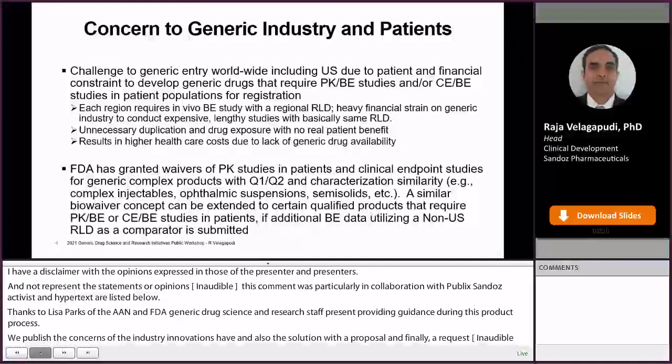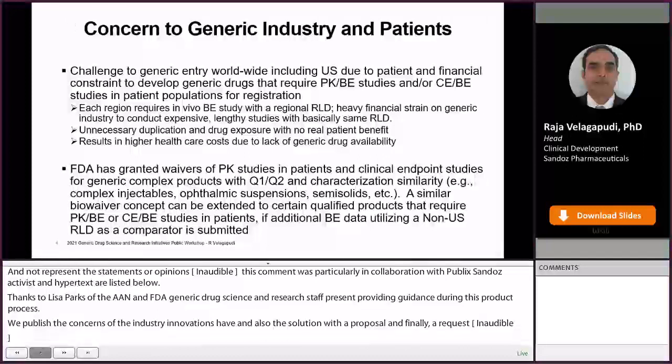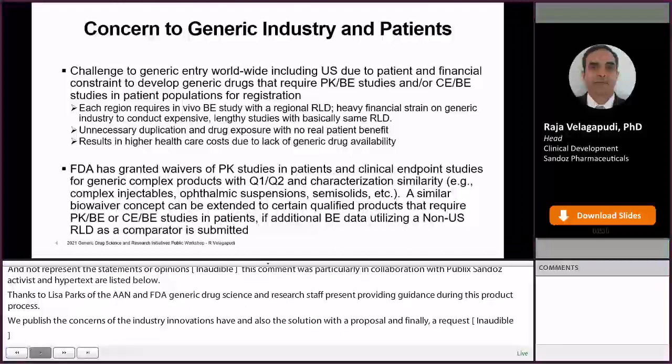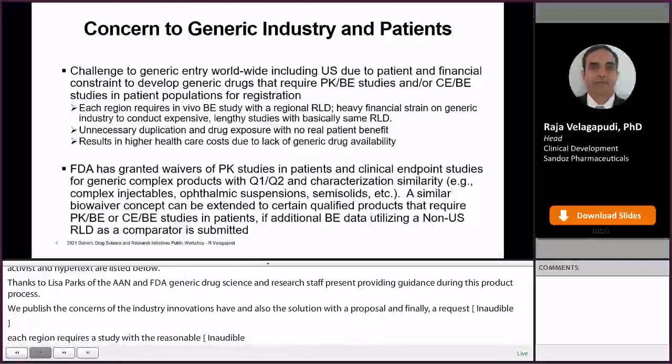Each region now requires an in vivo BE study with a regional RLD, which is a heavy financial strain on the generic industry, reflecting expensive, lengthy studies with basically the same RLD. It is an unnecessary duplication and drug exposure with no real patient benefit and results in higher healthcare costs due to lack of generic drug availability.